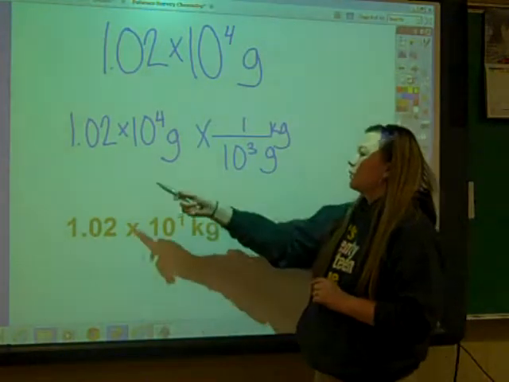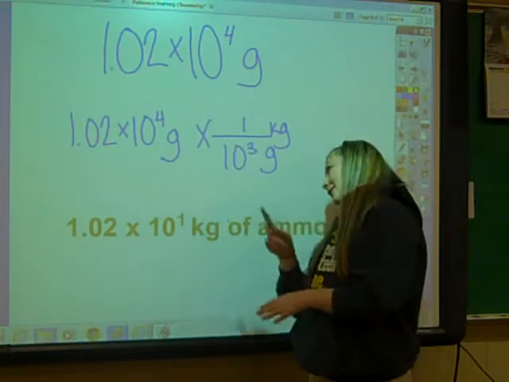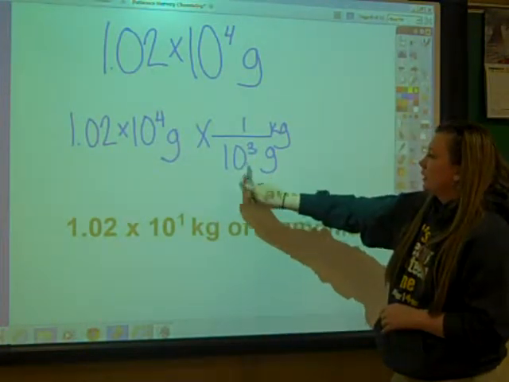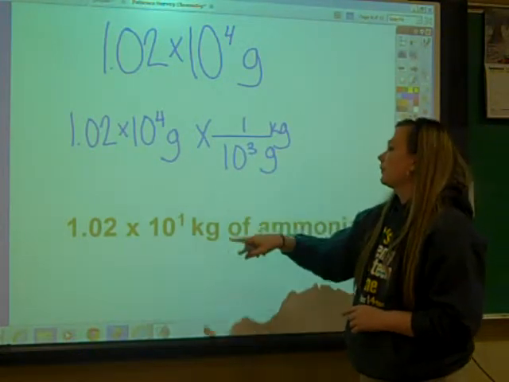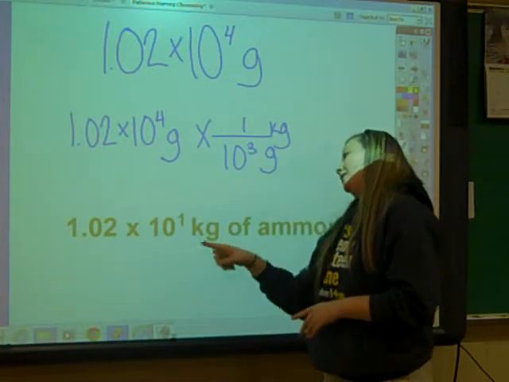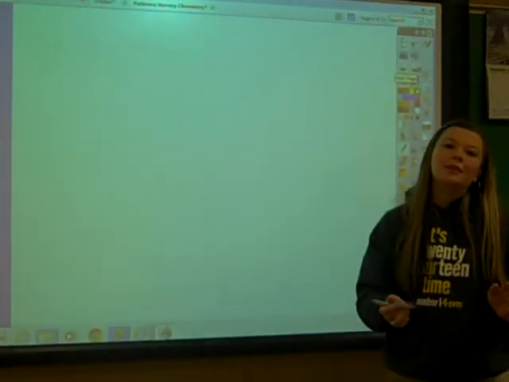So you do 1.02 times 10 to the 4, and then you divide it by 10 to the 3, which in reality you just subtract the exponents because this is on the bottom. So you have 1.02 times 10 to the 1 kilograms of nitric acid. And that's how you do stoichiometry.